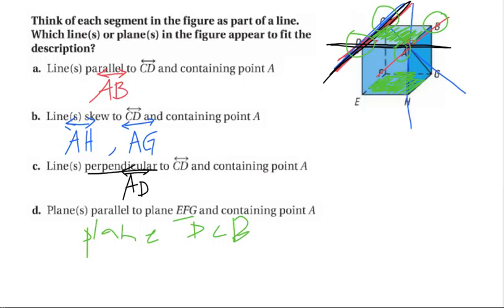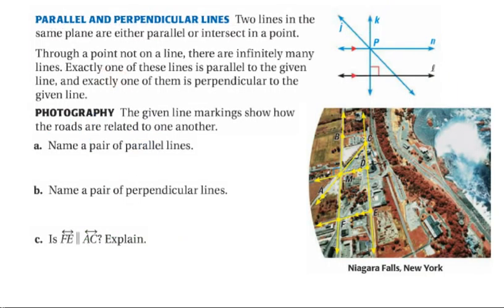Alright, so in this next one, we're talking about parallel and perpendicular lines. Two lines in the same plane are either parallel or they intersect at a point. There are different ways that they could intersect at a point. They could be just oblique lines, where they just intersect, or they could be perpendicular, so they're 90 degrees to the given line.